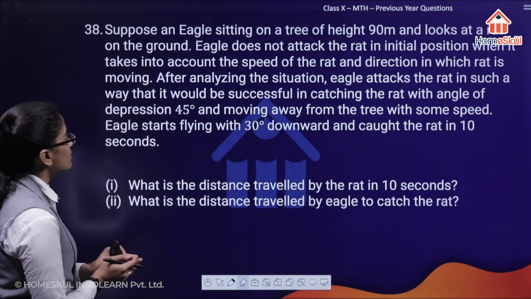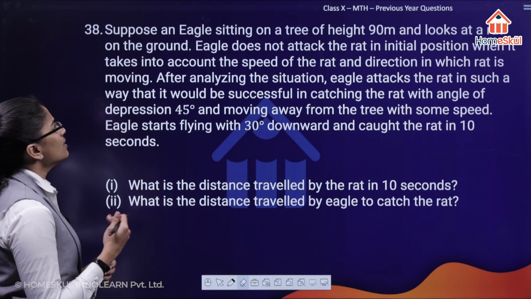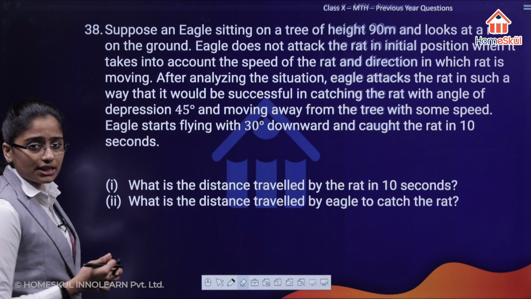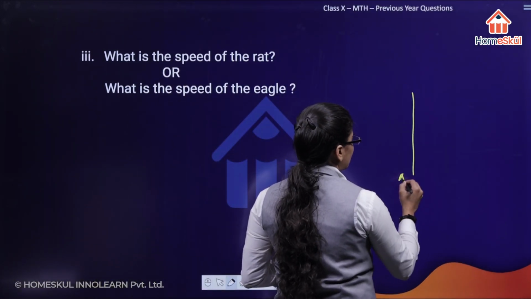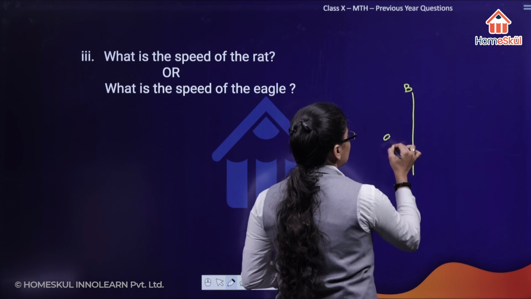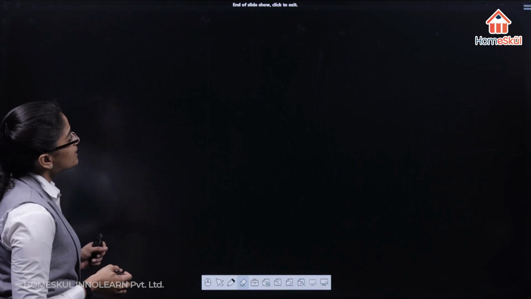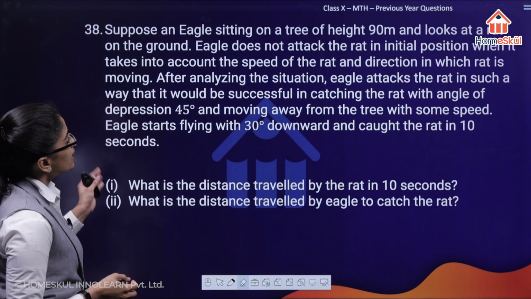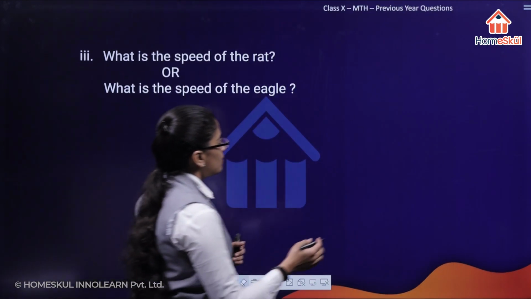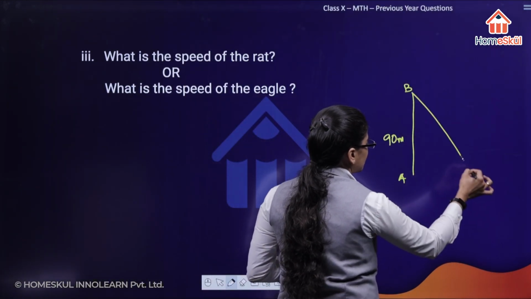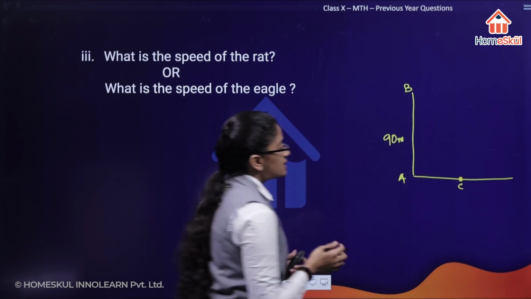Okay, so let's analyze the question once again. Suppose an eagle is sitting on a tree of height 90 meter and looks at a rat on the ground. So here we are having a tree of height 90 meter and eagle is at the position B. Now eagle is analyzing a rat at some position on the ground. So at some position there is a rat at point C.